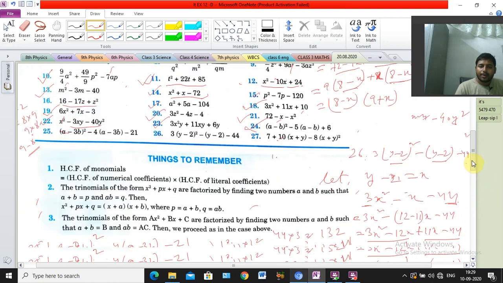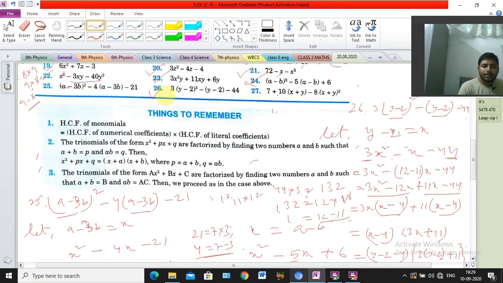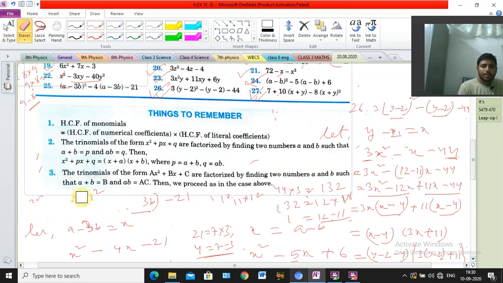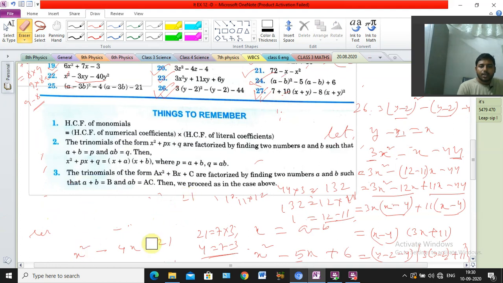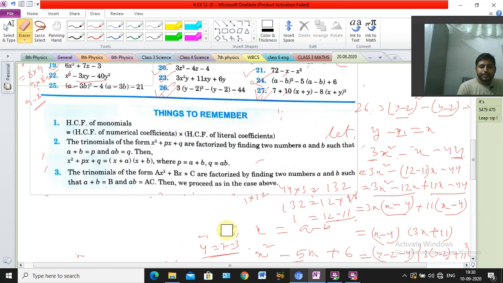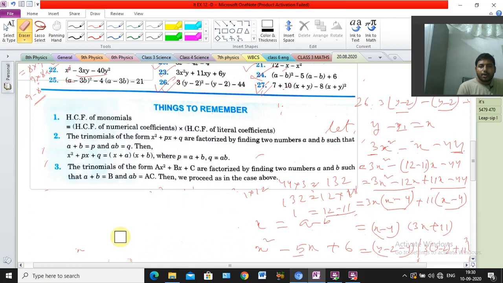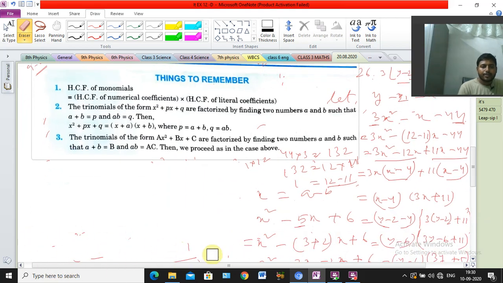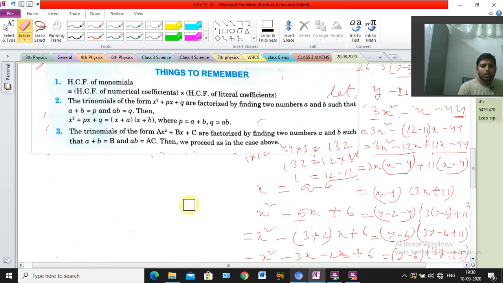Okay, clear? 26 cover complete. Next, 27. Read the question, sir, and write. 27 is telling here 7 plus 10 into x plus y minus 8 into x plus y whole square. That is the question. So what to do, sir, here?